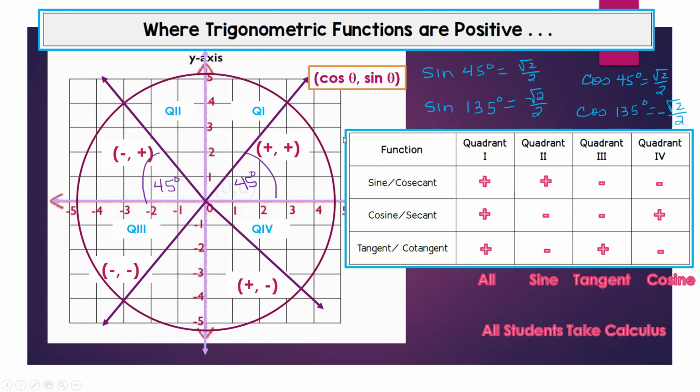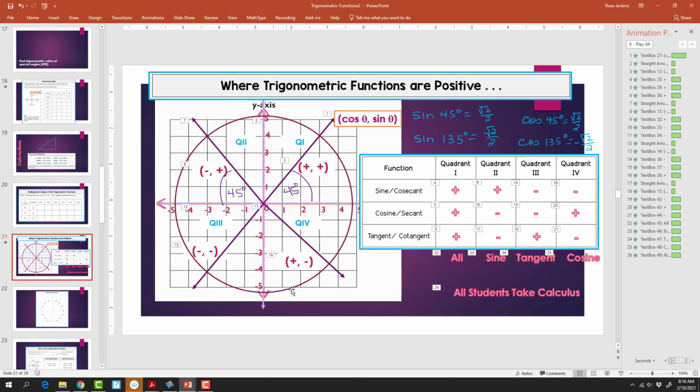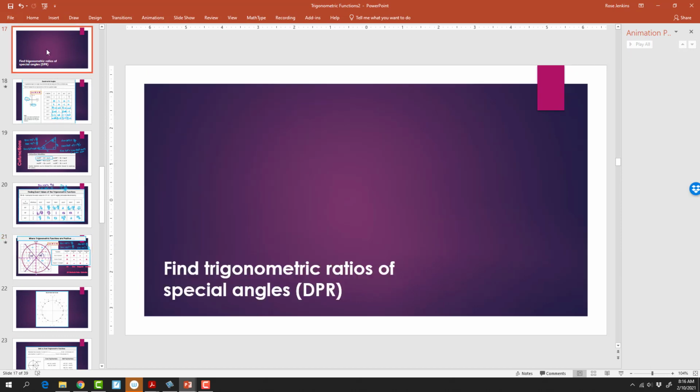But for now, what I want you to do is to work on the skill that we mentioned earlier, which was, I believe, DPR, finding trigonometric ratios of special angles. You'll see some of the quadrantal angles that we mentioned, and some of our basic angles. This is something that you really need to work on over and over again.